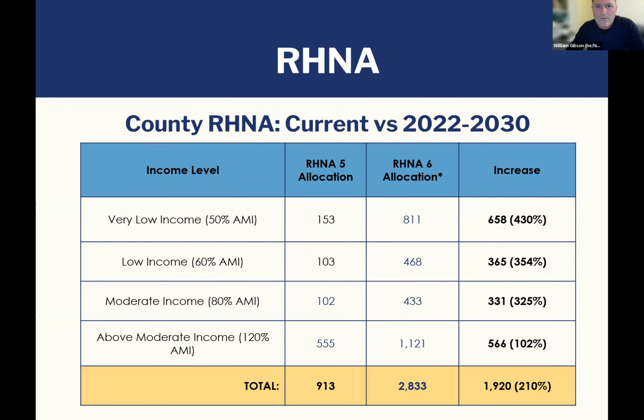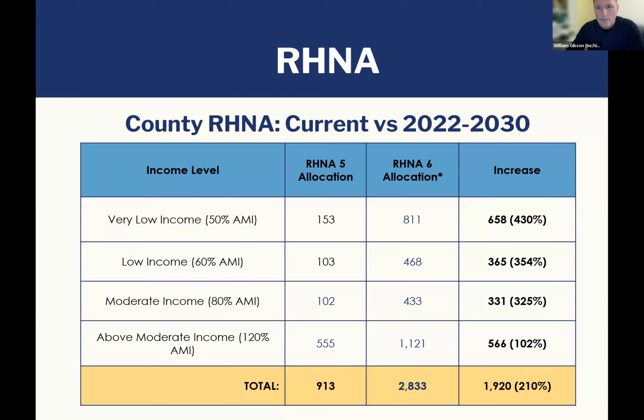So this is broken down by income level as well. We have to show that the sites are appropriate for the types of income levels that are in the RHNA. You can see here our RHNA 5 allocation was the 2014 to 2022 allocation. We had 913 total units. And the RHNA 6 allocation, which is our current allocation for 2023 to 2031, is about 3 times that, 2,833.